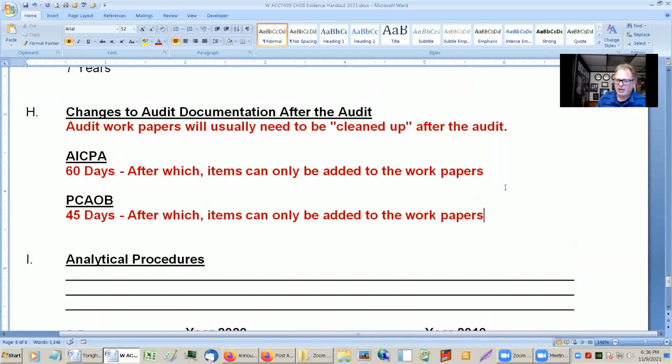So, you're auditing IBM and, throughout the year, IBM does stuff. You can add stuff to the file so that you know about it when you go to the audit. For instance, IBM buys up some competitor or whatever. You probably make a note of that and put it in the file. You're not going to take anything out of the file. So you can always add to the file, at any time throughout the year, but you cannot take anything out after the 60 days or 45 days.